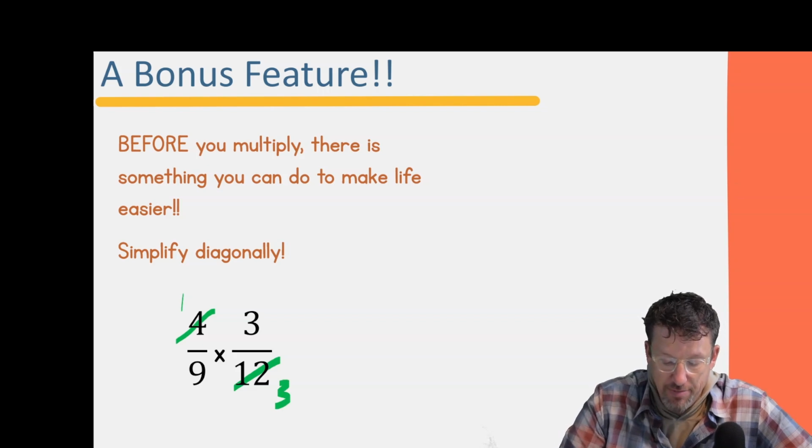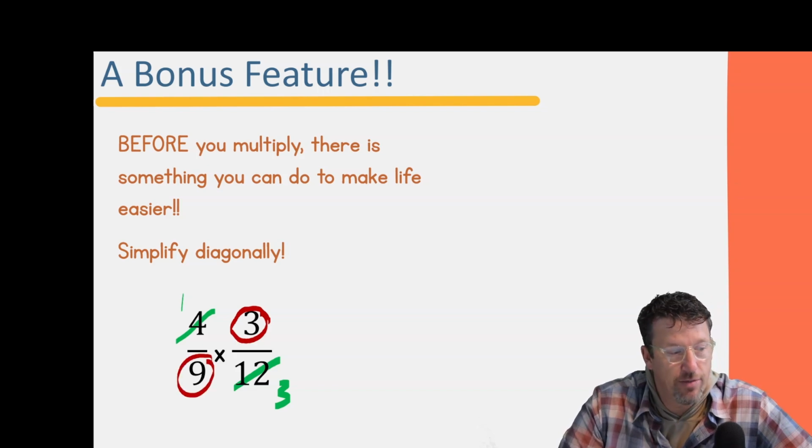Now we can do the same thing with the other one. Okay, look diagonally. And this won't always work, but in this instance, it works twice. So now we can say 3 and 9. Can that be simplified? Is there a number that will go into both 3 and 9? And yes, 3 will go into both 3 and 9.